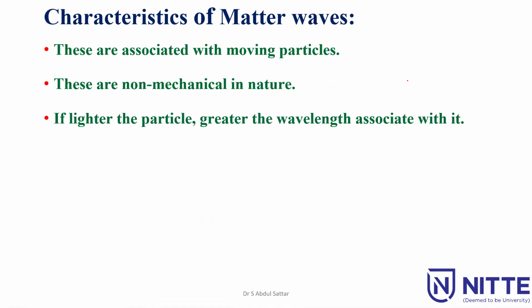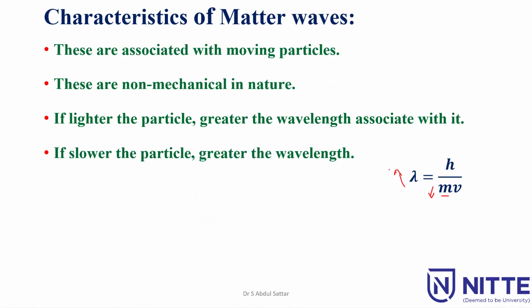And the lighter the particle, the greater the wavelength associated with it. That means if the mass is low, the wavelength is high, because here lambda equal to h by mv. So m is low, then lambda is high. So that is one of the important characteristics. Next, the slower the particle, the greater the wavelength. So if the velocity of the particle is low, then also the wavelength is high.